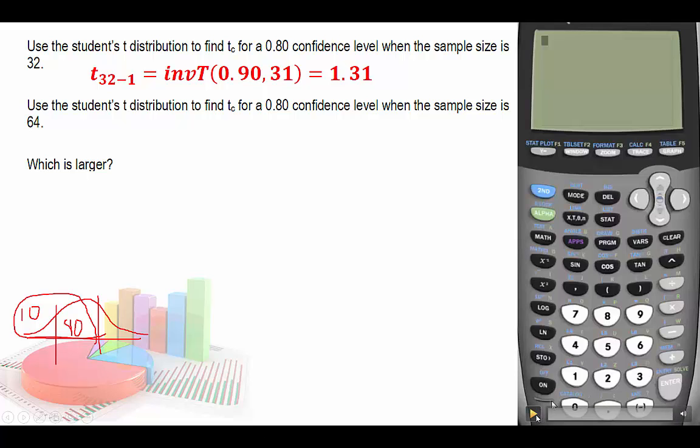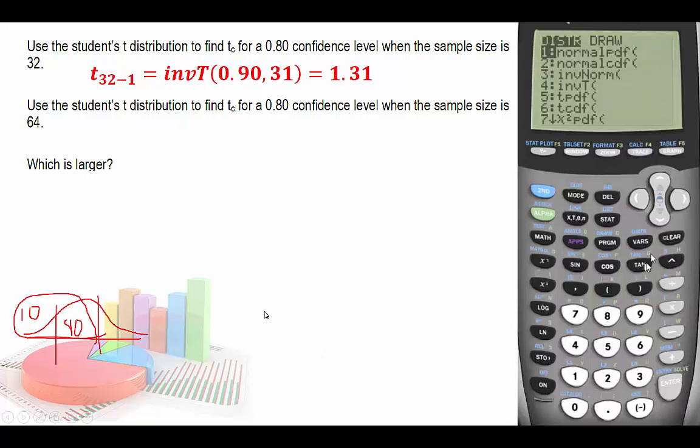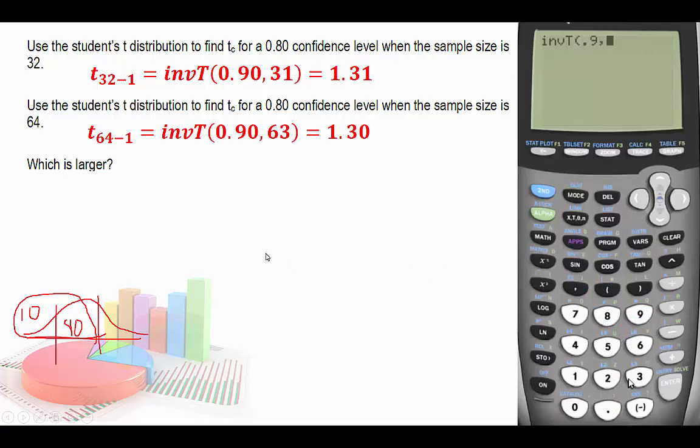So I'm going to show you how to enter it in the calculator here. You go second, distribution, inverse t, which is 4. Then I'm going to have 0.9 and 31. For the other one, the only thing that changed was the sample size of 64. And so there, I'm going to do inverse t of 0.9 and 63. Remember, I'm subtracting 1 for the degrees of freedom.